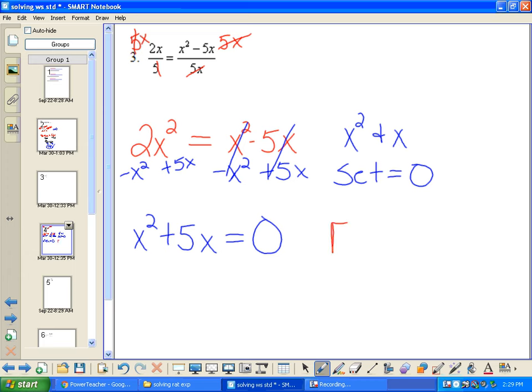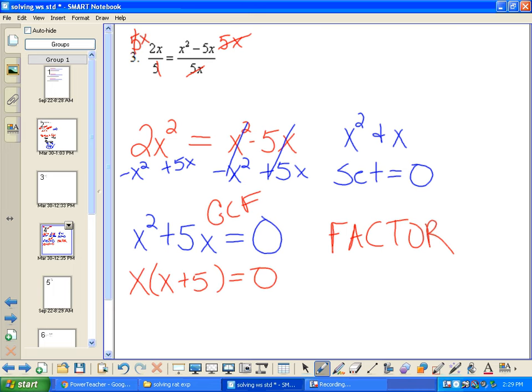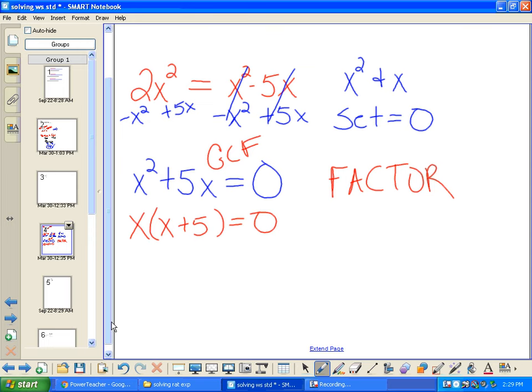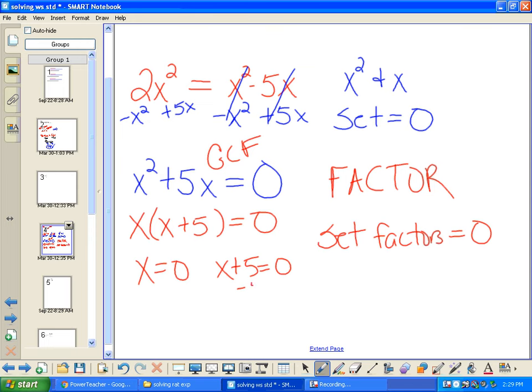Now, the next step is factor. And this one will be just a GCF. X comes out, x plus 5, still equals 0. Now, set factors equal to 0. So x equals 0 and x plus 5 equals 0. Subtract 5 from both sides, x equals negative 5.